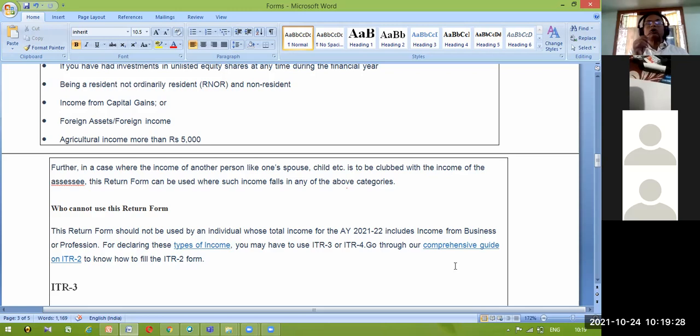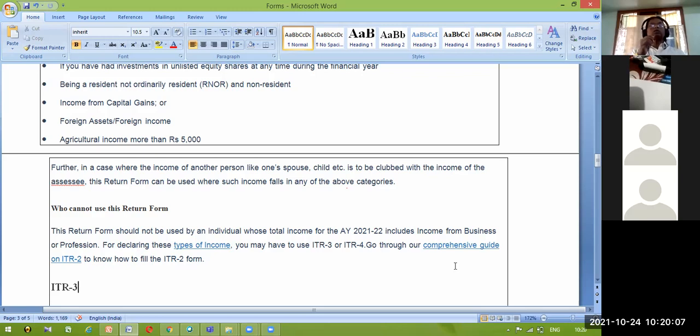Let us take only 1 minute about who cannot fill up ITR 2. This return form should not be used by an individual whose total income for assessment year 21-22 includes income from business. If you have income from business and profession, you cannot use ITR 2. Remember, you cannot use ITR 1 also if you have income from business or profession. For declaring these types of income, you have to use ITR 3 or 4, and accordingly we shall do it.